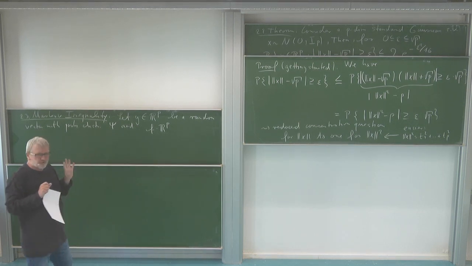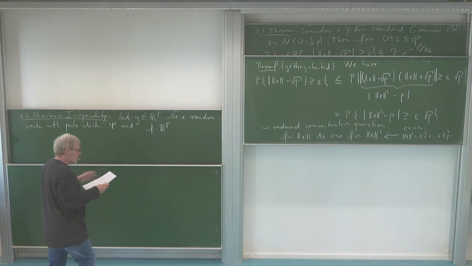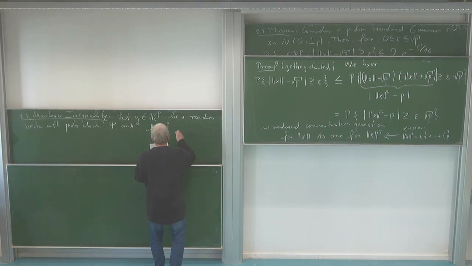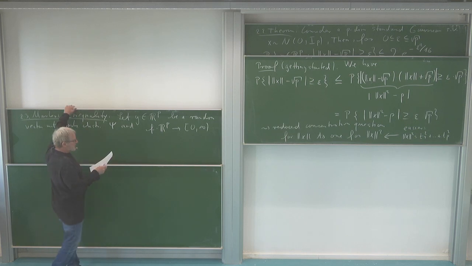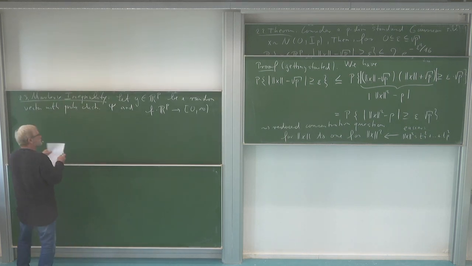Okay, and that's what the Markov inequality tells us. But this means here I really have to consider a situation where my function only takes on positive values, so that I don't have cancellations. Okay, so this should be a positive function.